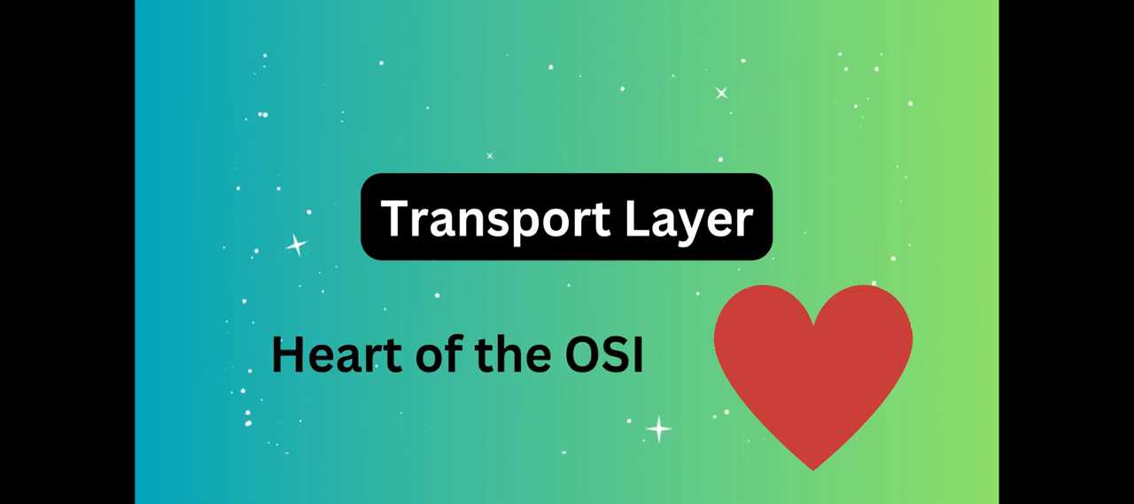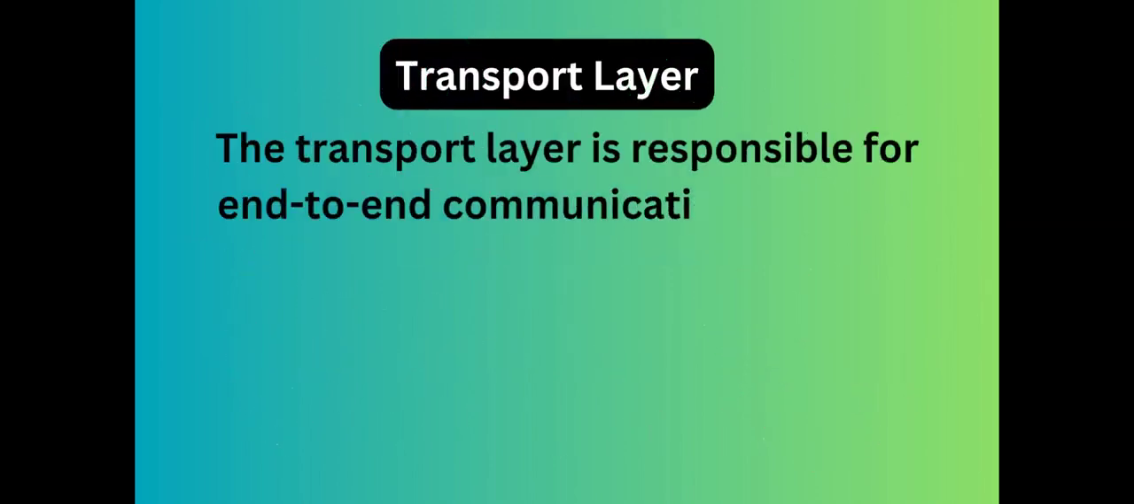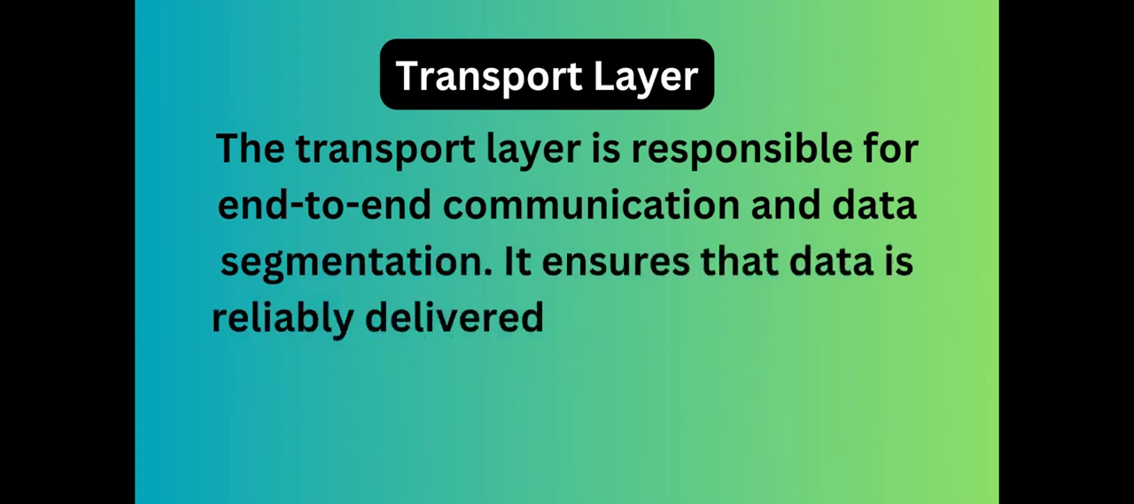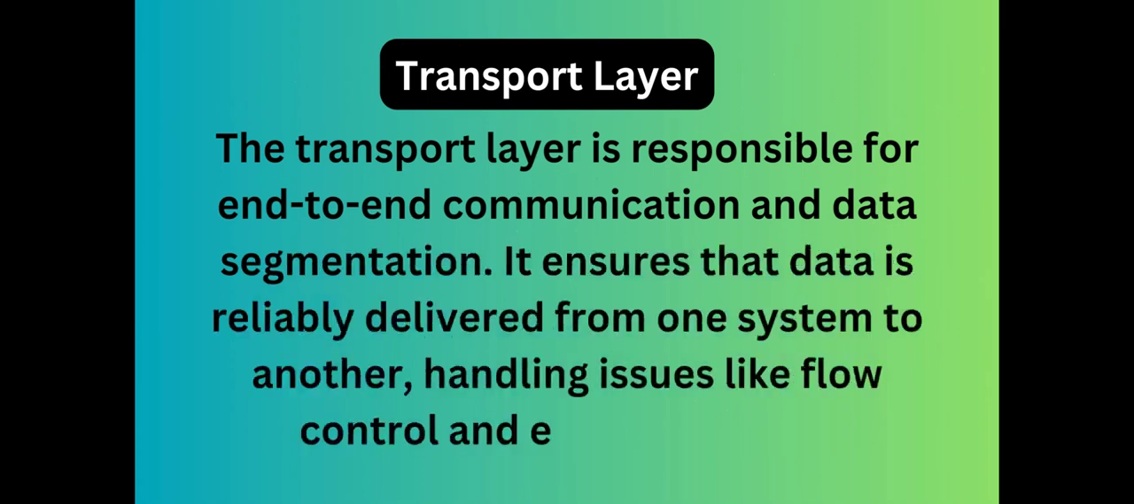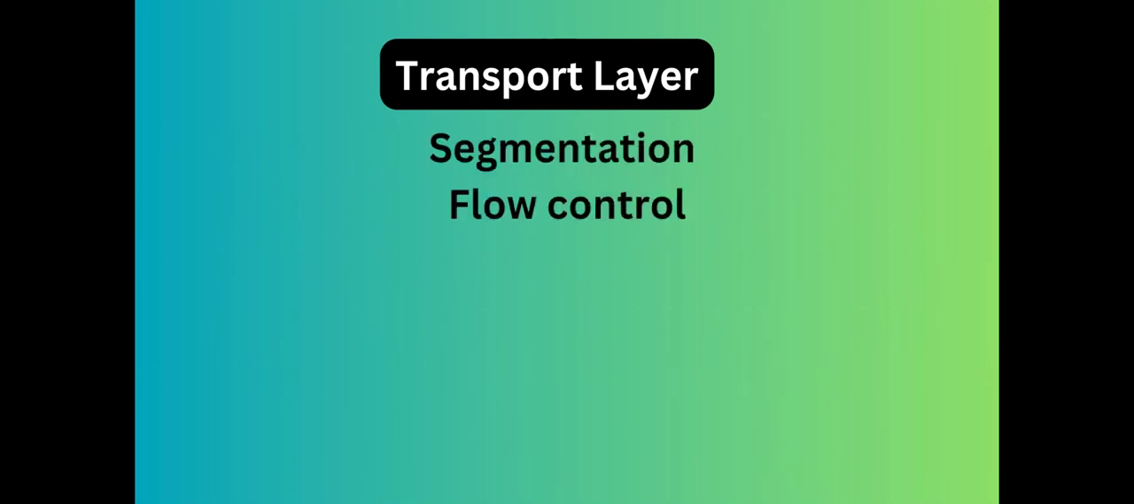The transport layer is called the heart of the OSI model. The transport layer is responsible for end-to-end communication and data segmentation. It ensures that data is reliably delivered from one system to another, handling issues like flow control and error correction.